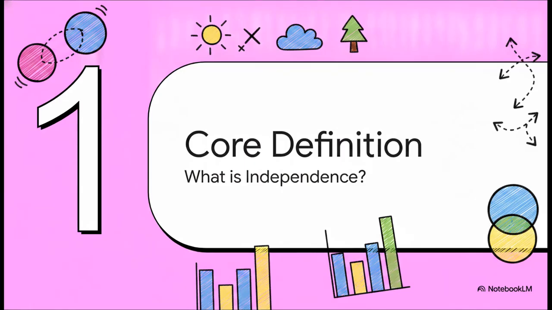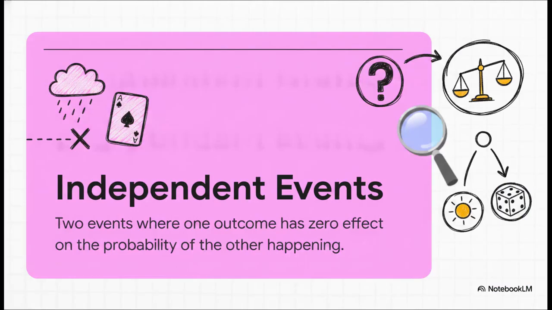What exactly is independence? The absolute crucial point here is this. Independent events are two events where learning the outcome of the first has strictly zero effect on the probability of the second happening. Now, notice I didn't just say they're separate topics. That is a massive trap. Independence isn't about whether one event is about the weather and the other is about playing poker. It's a very strict mathematical test. After you learn event A happened, does your estimate of event B's probability change? If the answer is no, boom, you have independence.